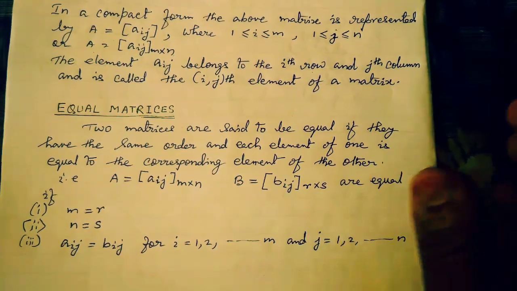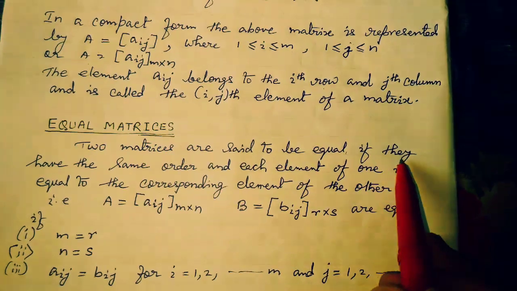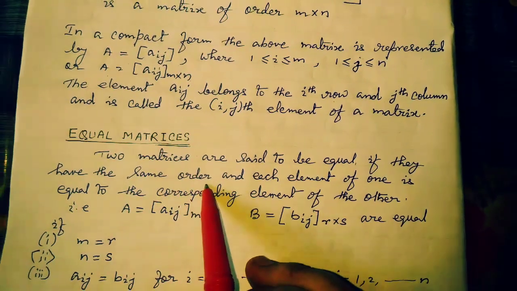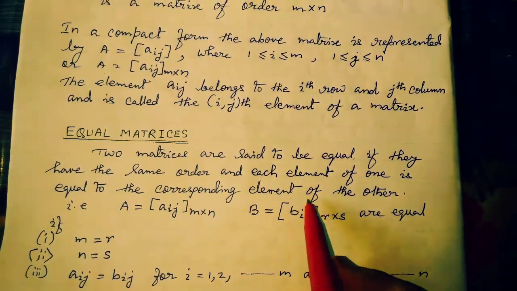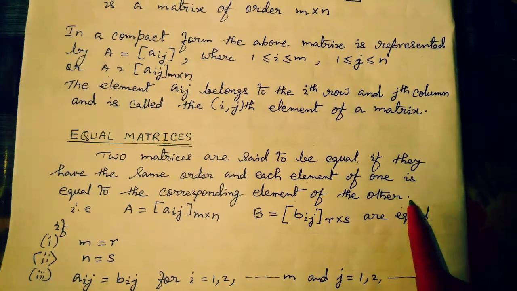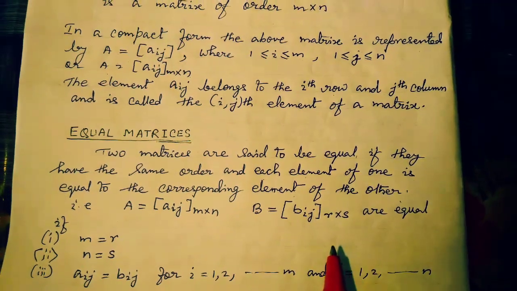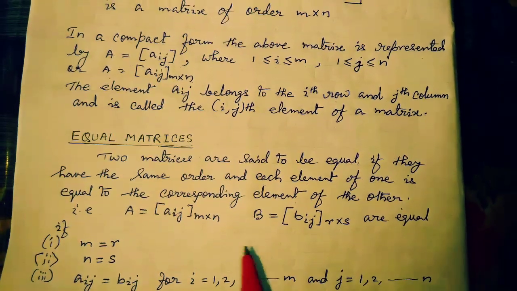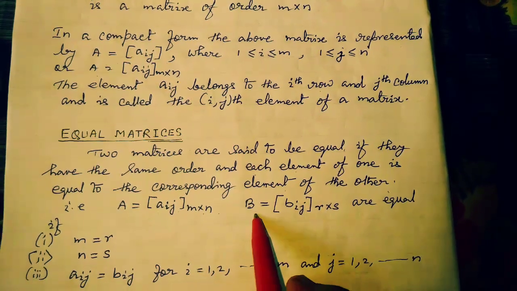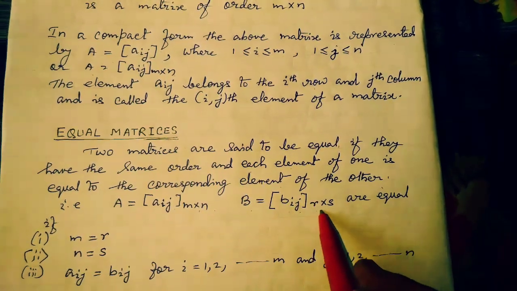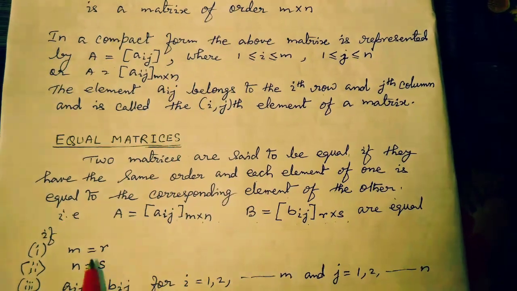What do you mean by equal matrices? Two matrices are said to be equal if they have the same order and each element of one is equal to the corresponding element of the other. So student, you understood, their order will be the same and each element will also be equal in the given two matrices. Clear? Like here it is given, A is a matrix of Aij whose order is m into n, and B is a matrix Bij whose order is r into s.